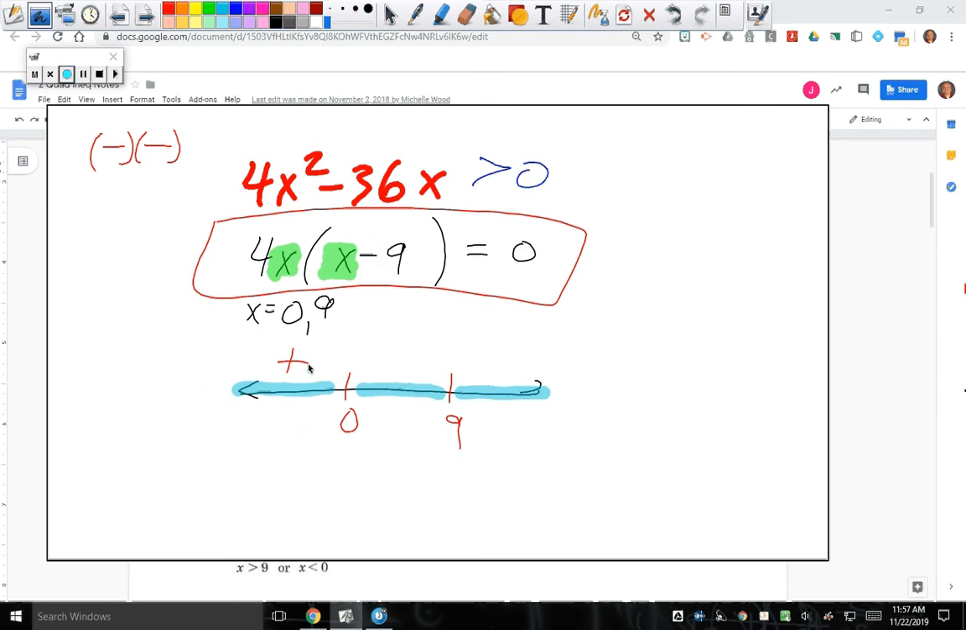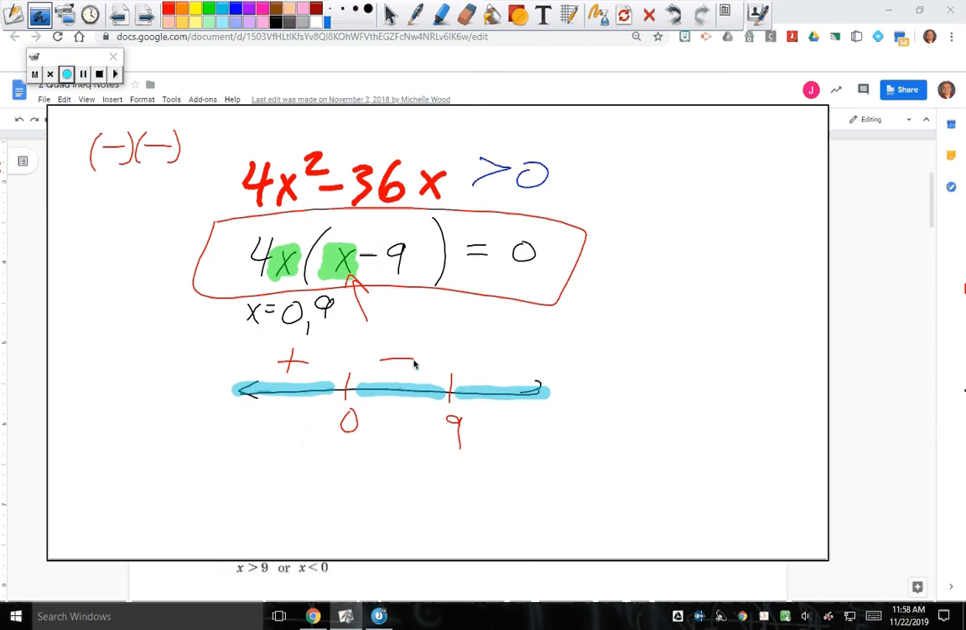Okay? So everyone with me, let's do this together. Our next number that we could test is what? 1. So here we go. Plug in 1, I get a positive. Plug in 1 here, I get a negative. So the answer is negative, because a positive times a negative equals a negative.